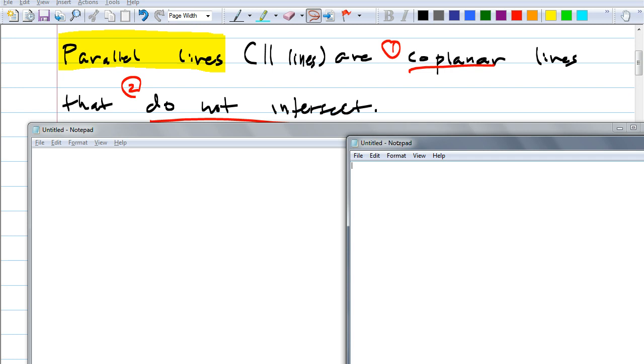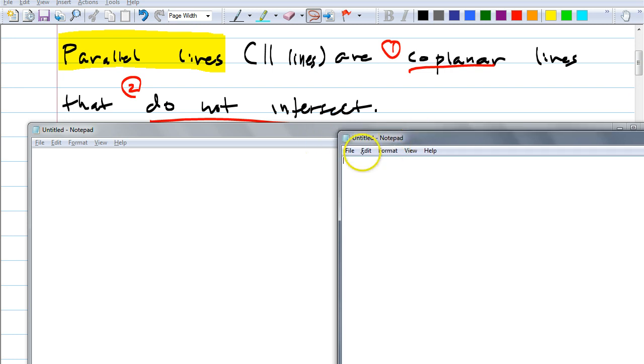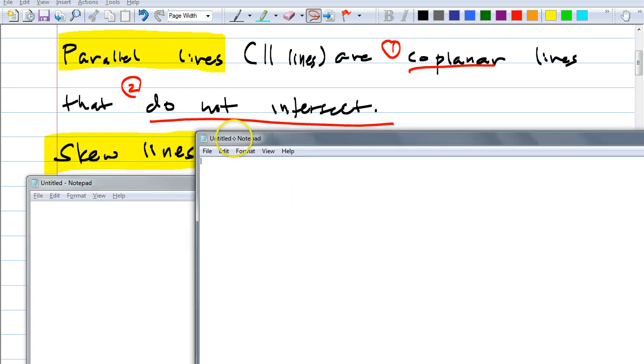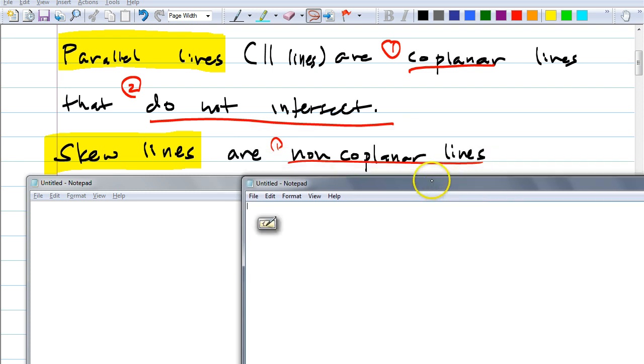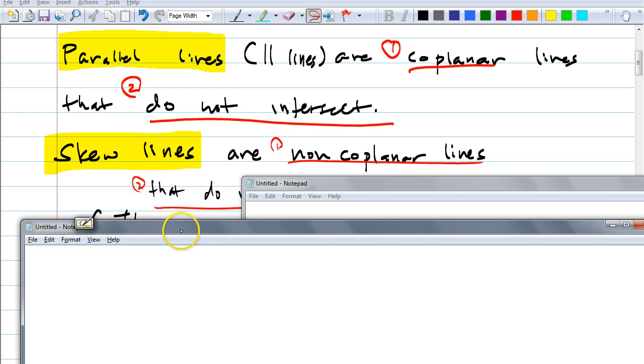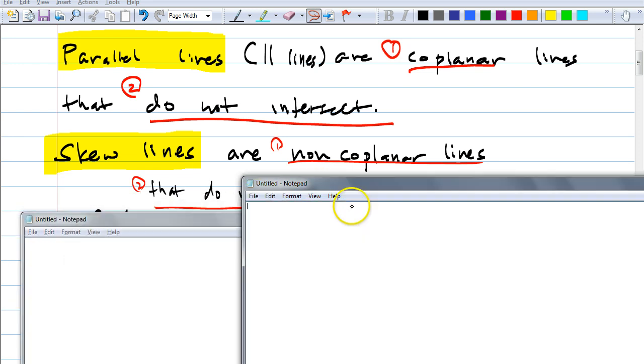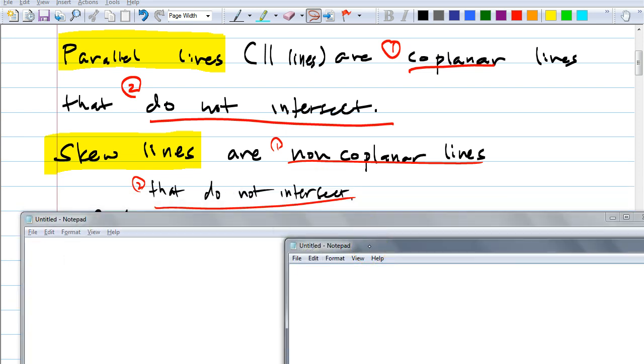Next, then, what is the difference between parallel lines and skew lines? Can somebody think of what the difference might be? How do we define skew lines then? Kenneth, what do you think? Two lines that are not on the same plane, and of course they do not intersect. Exactly right. So the way we say this is, these are lines that are not coplanar, and of course they do not intersect. So this again has two parts.